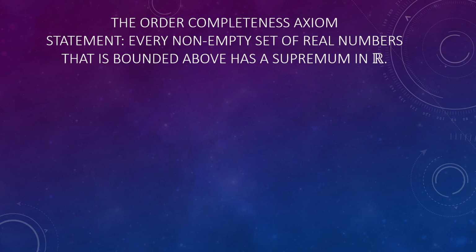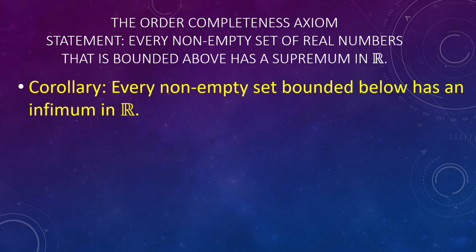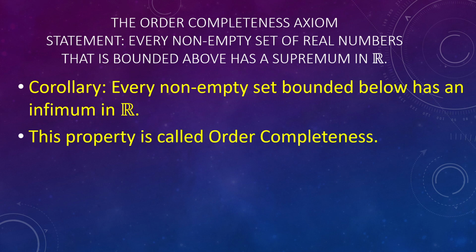We now arrive at one of the most fundamental properties of the real number system. The order completeness axiom states that every non-empty set of real numbers that is bounded above possesses a supremum in the real numbers. As a consequence, every non-empty set that is bounded below possesses an infimum in the real numbers. This property is known as order completeness.